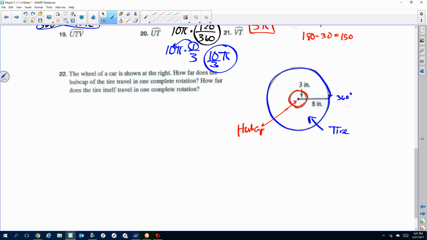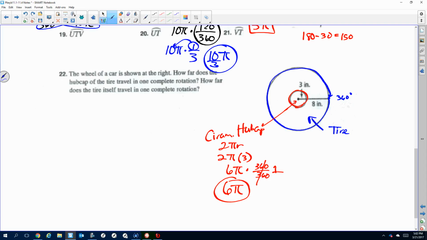Well, in order to do that, I need to know the circumference. The circumference of the hubcap, circumference is 2 pi r. So our circumference would be 2 pi times the radius, which is 3, which is 6 pi. So this is our circumference. Now all I've got to do is take that circumference and multiply it by the angle, which is 360 over 360. Well, what's happening when you do 360 over 360? Yeah, it's just 1. Anything times 1 is itself, so our length of rotation is 6 pi for the hubcap.